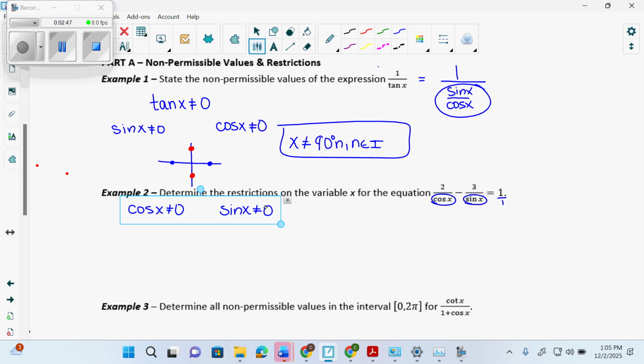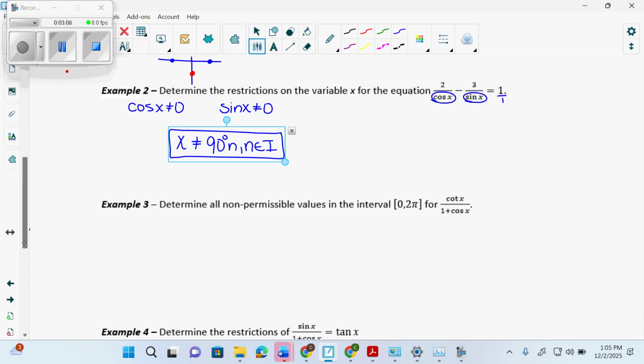So we can write it again as x can't equal 90 degrees n, n element of I. I'm just picking degrees because it didn't specify. If it says radians or it says degrees, you'd have to do what it says. So this one didn't give me any restricted domains, correct? So that's why I have to give general solution MPVs. The other option they could give me is 3. Determine all non-permissible values in the interval 0 to 2 pi. So now I'm not going to give general solution. I'm just giving the spots where it exists between 0 and 2 pi, so on this unit circle.